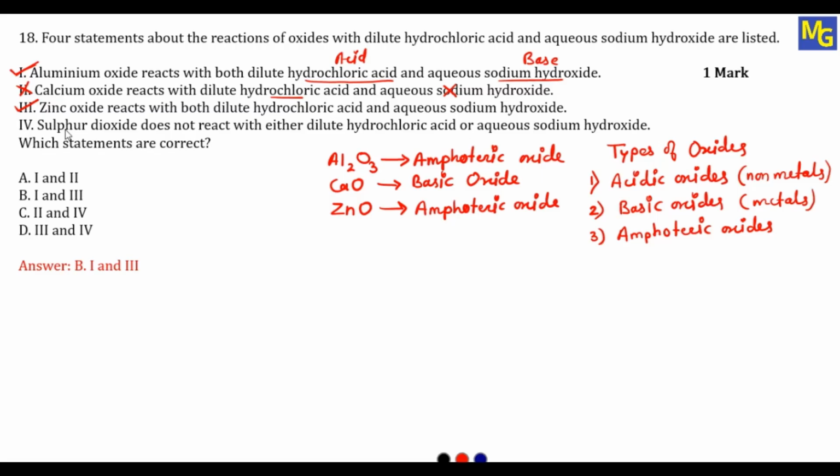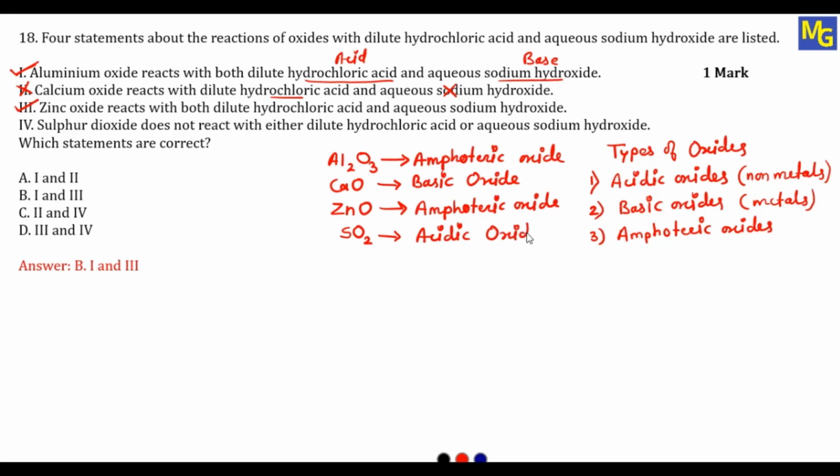If you see statement 4, sulfur dioxide, di means 2. It does not react with either dilute hydrochloric acid or aqueous sodium hydroxide. Means they are saying sulfur dioxide will not react with both acid as well as base. But in this sulfur dioxide, sulfur is a non-metal. Non-metal will give acidic oxide. So here I'll write SO2 is acidic oxide. I hope you're understanding. Acidic oxide.